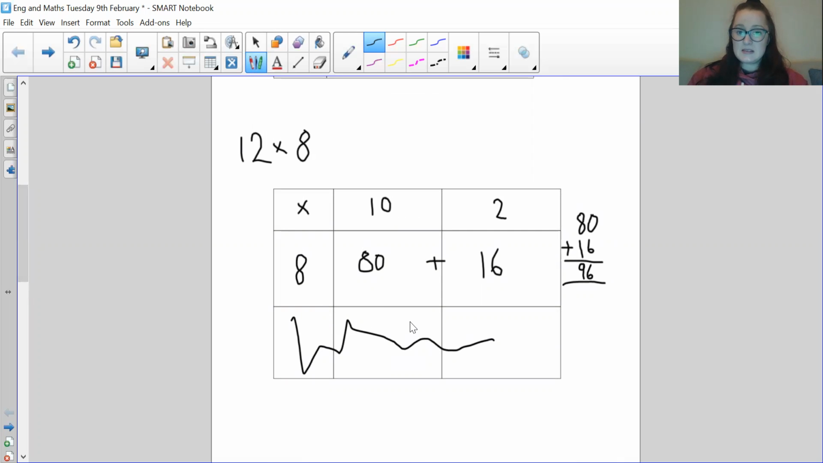So once you're setting these out, please can you do it in your grid method as I've shown, and then you can do your addition at the end, okay? I hope that makes sense, year 3. Just give it your best shot. It's not a problem at all. Please do not panic. Any problems, please just send me a message on Class Dojo.